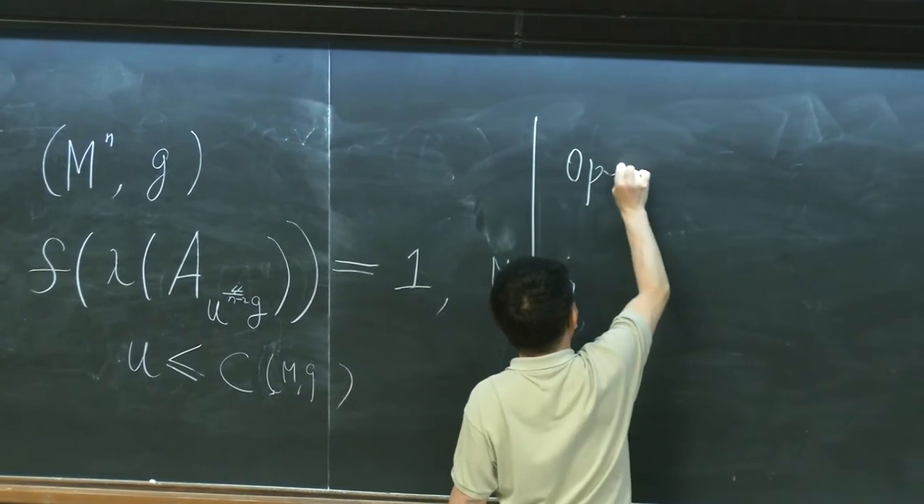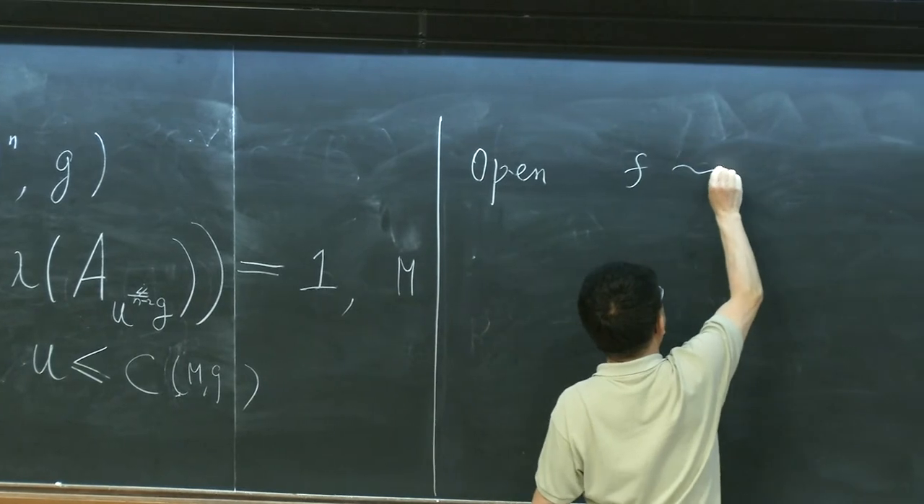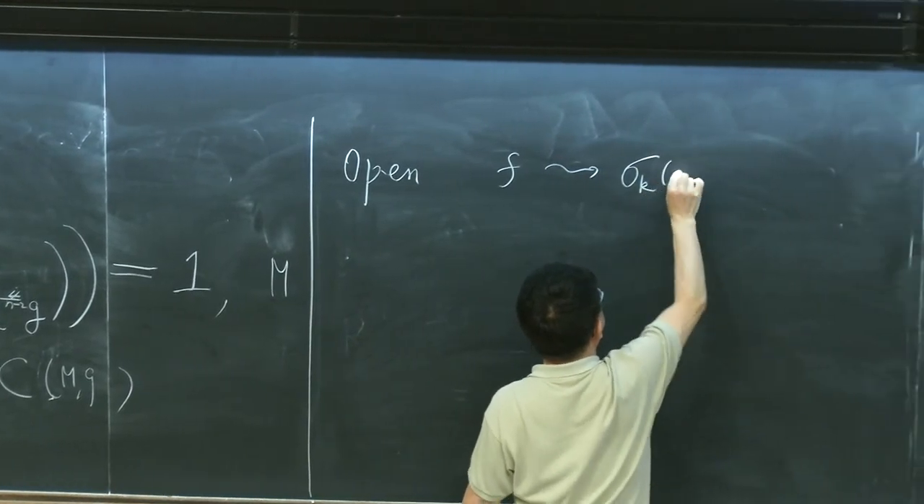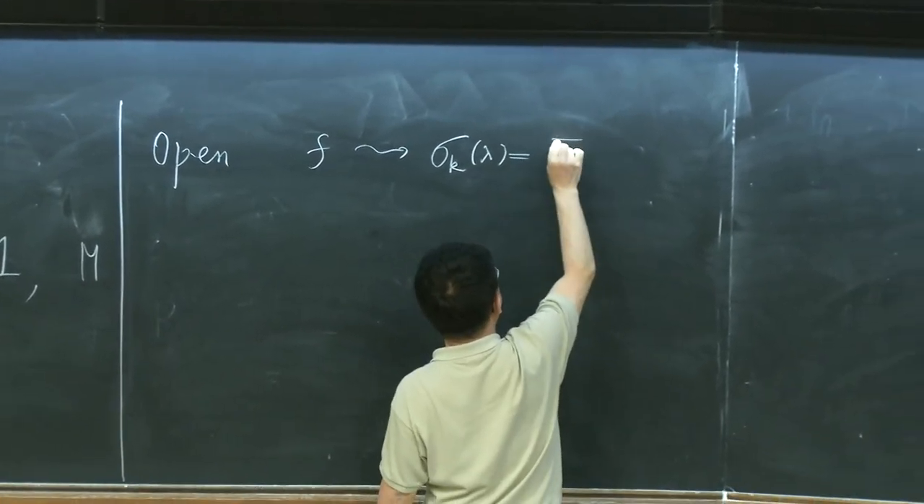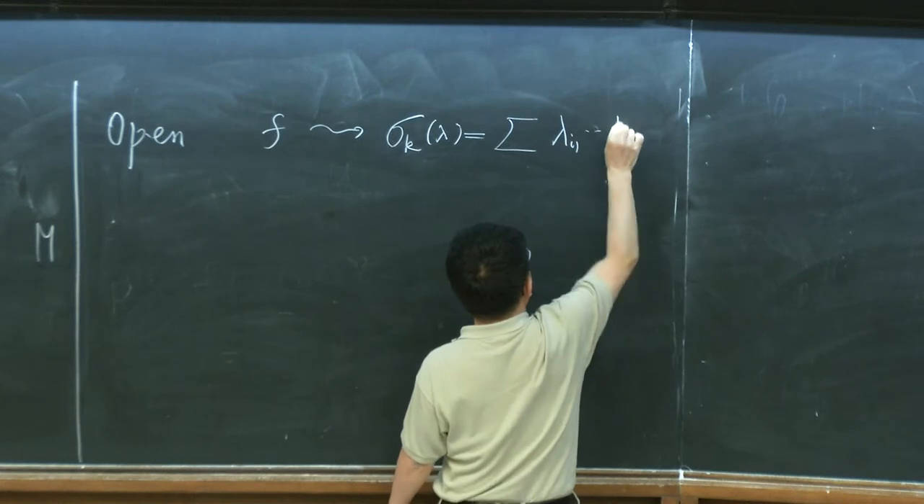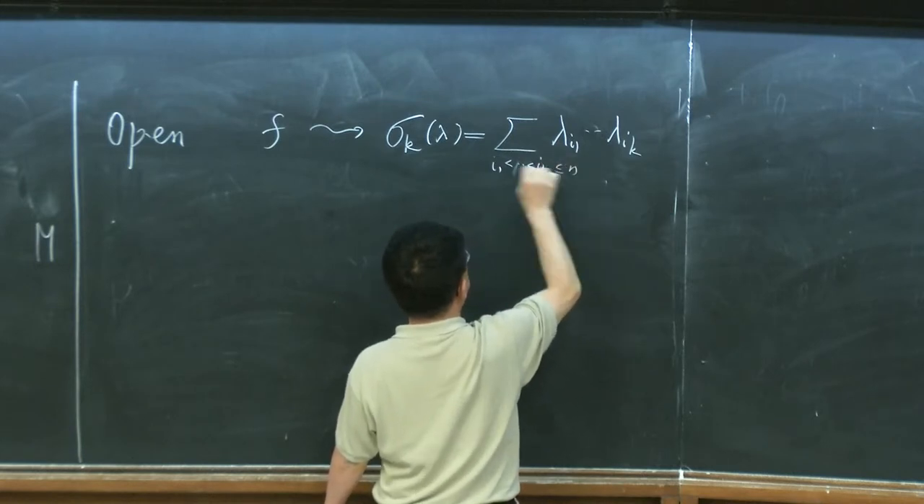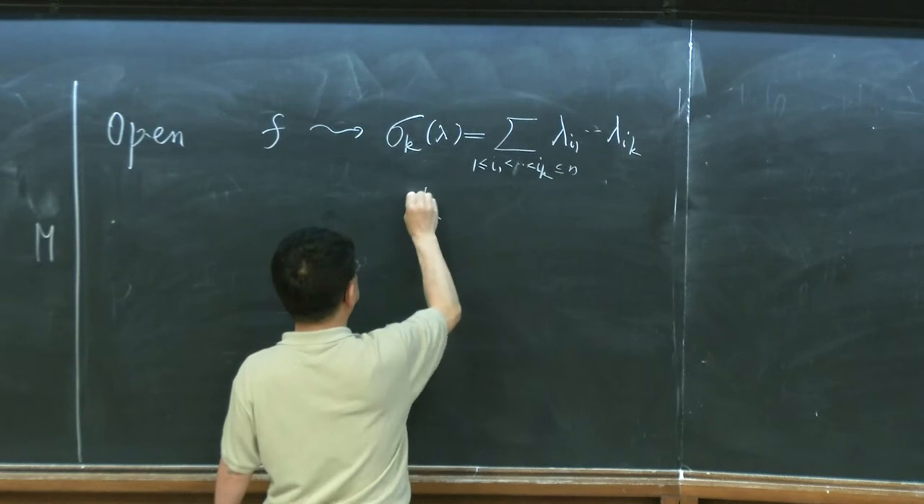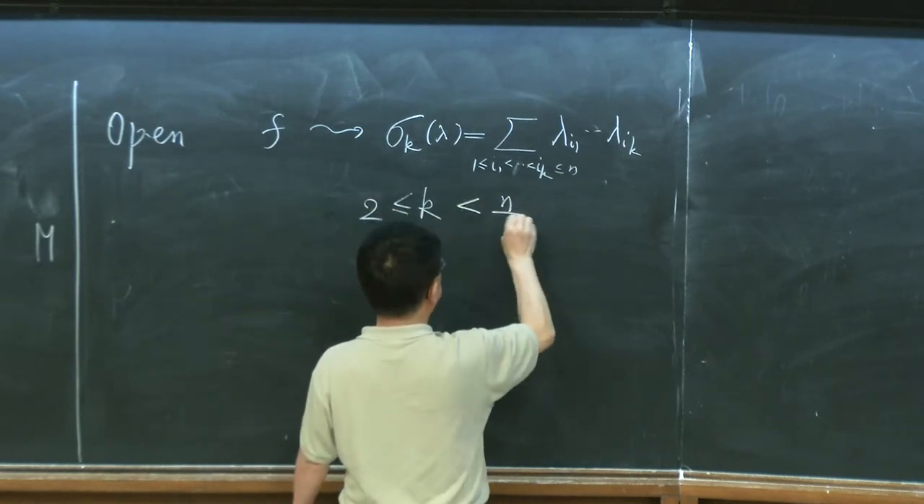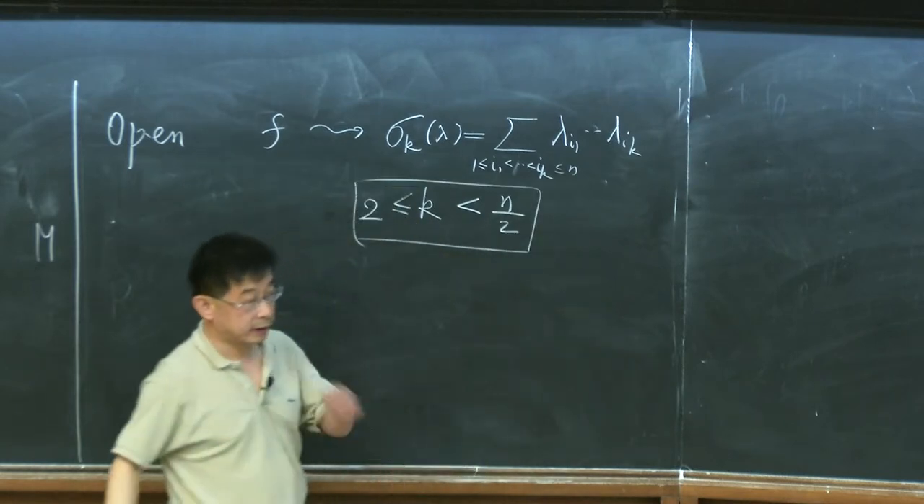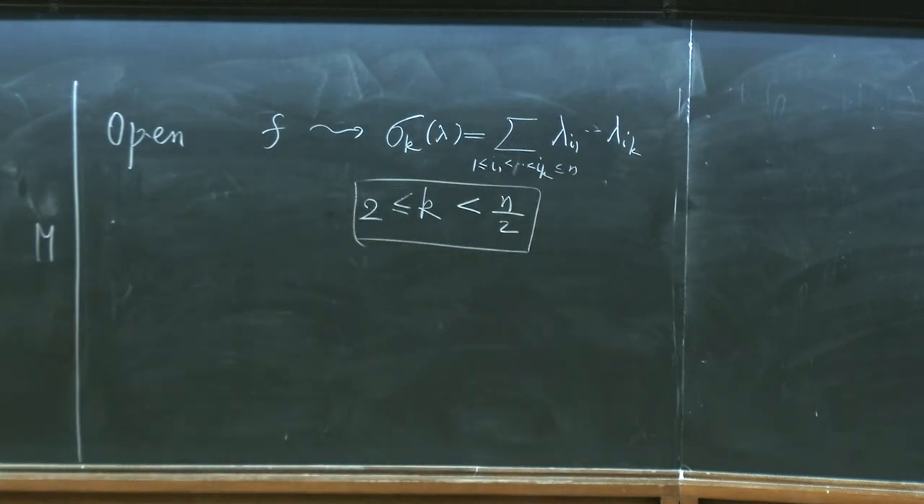This is open when this f is the kth elementary symmetric function, for k greater than or equal to 2 and less than n over 2. So in this range, it is not known. If k is greater than or equal to n over 2, it is known. But of course, I should say that this is not conformally equivalent to the standard round sphere.